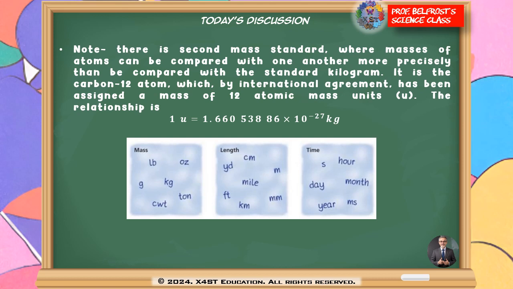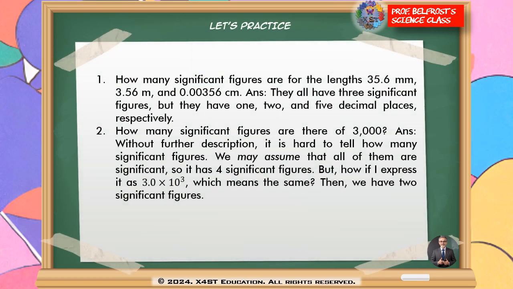I also have a picture for you: mass, length, and time. There are many units for expressing mass. You can have pound, gram, ounce, kilogram, ton. What is CWT? For length you can have centimeter, yard, feet, mile, kilometer, millimeter, meter. For time you can have second, hour, month, millisecond, year, day. Many more actually, but we are not paying attention to them at this moment.